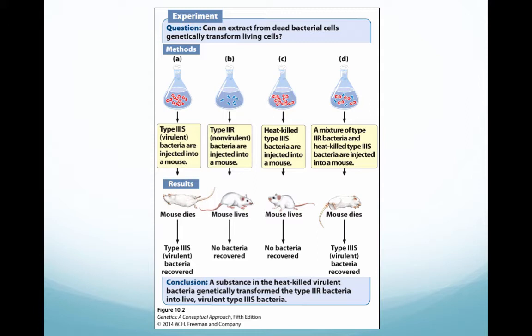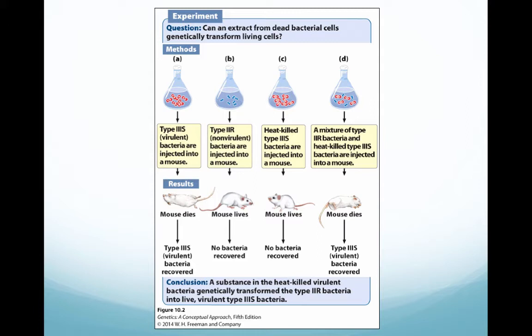was the discovery of the transforming principle. And this was done by Fred Griffiths in 1928. And he was an English physician who really specialized in pneumonia, and specifically Streptococcus pneumonia. So, Dr. Griffiths had actually succeeded in isolating several varieties or strains of pneumonia, type 1, 2, 3, and 4.